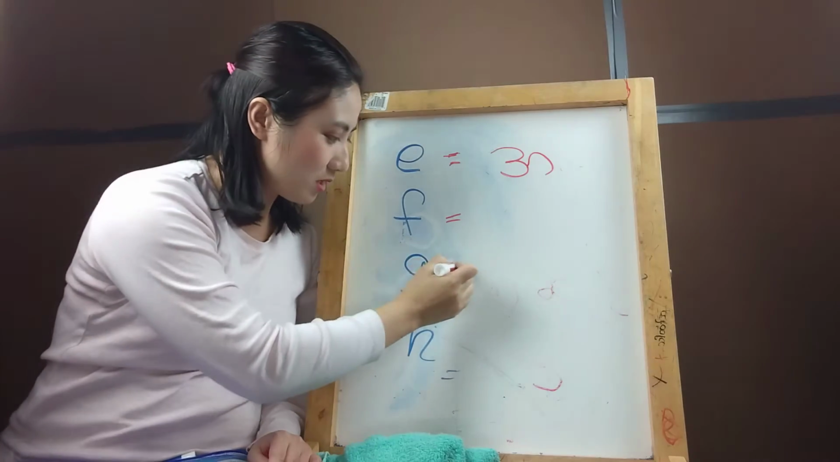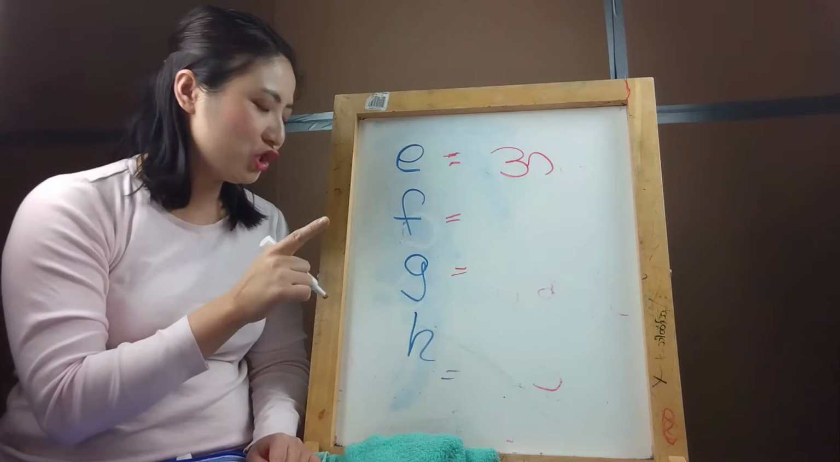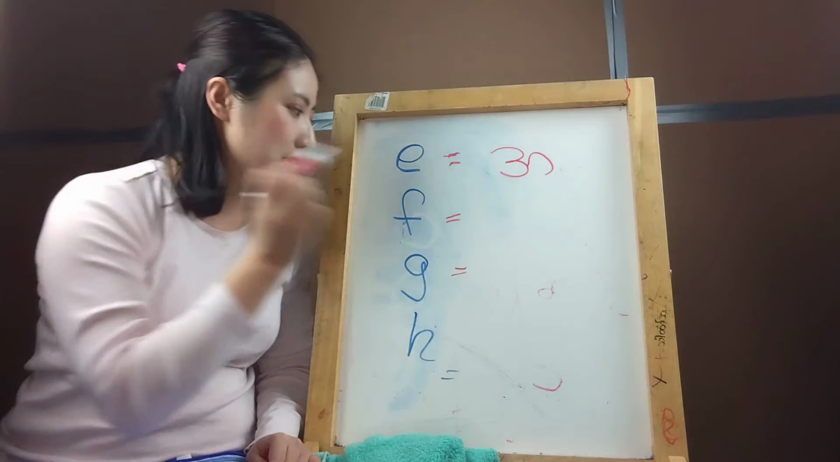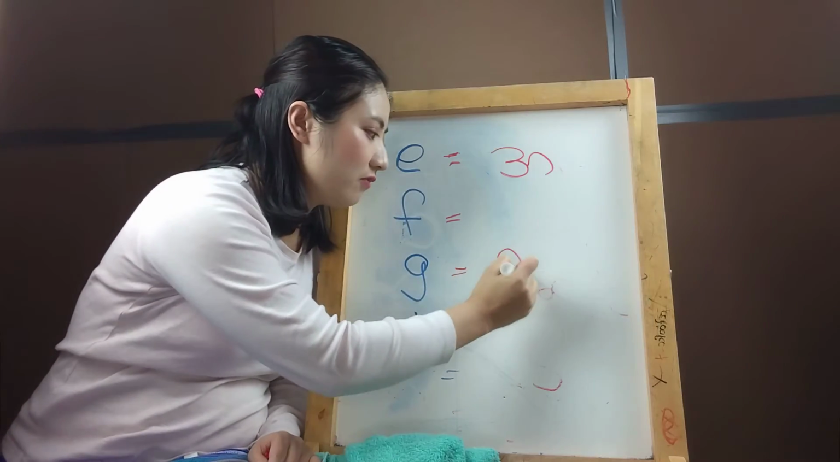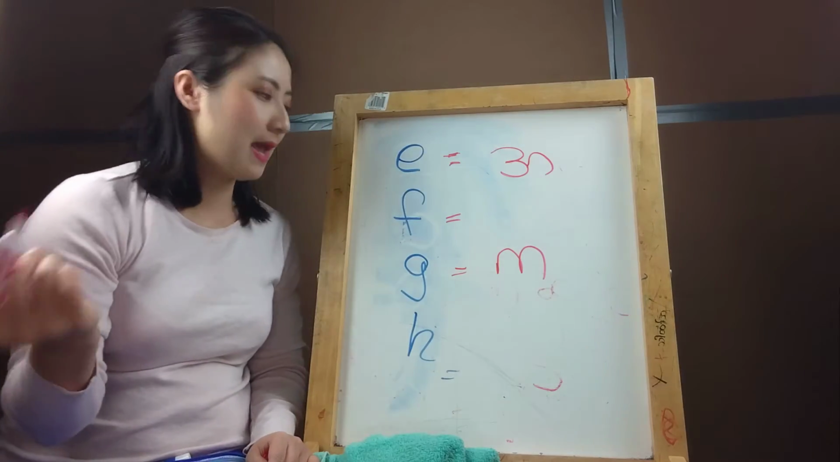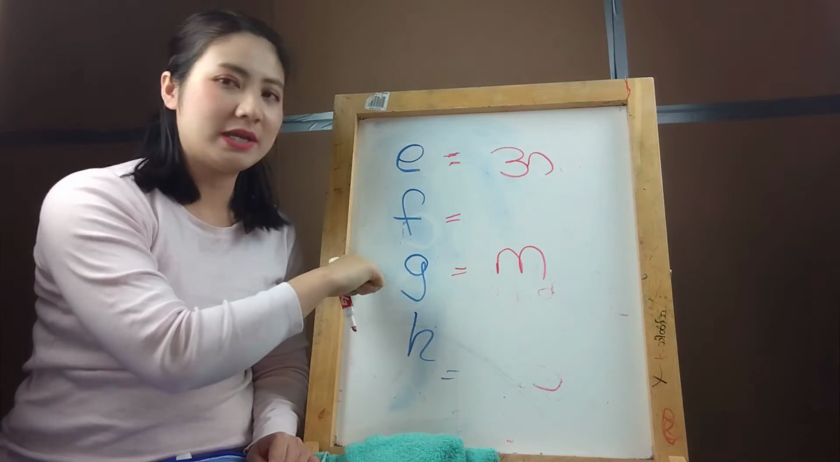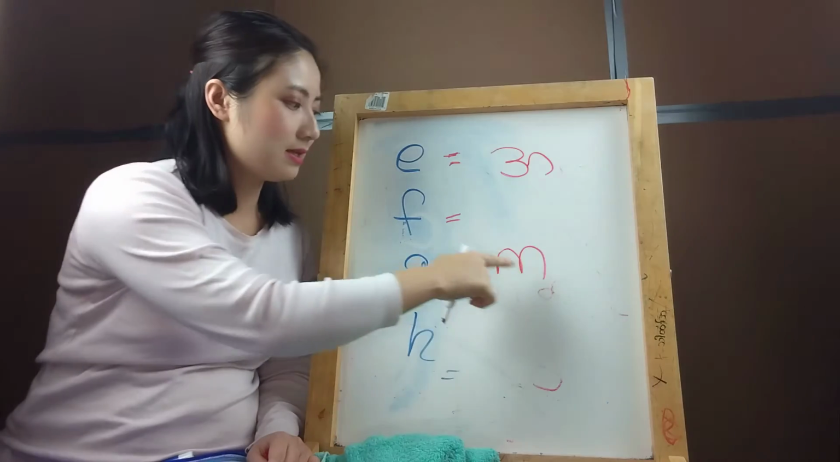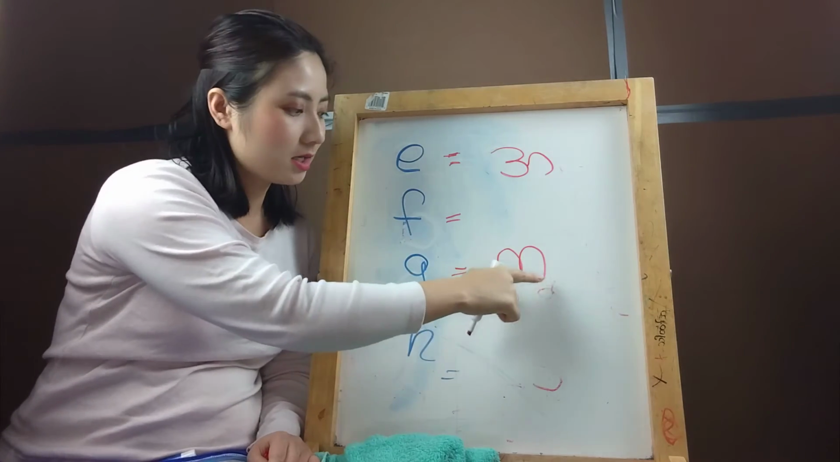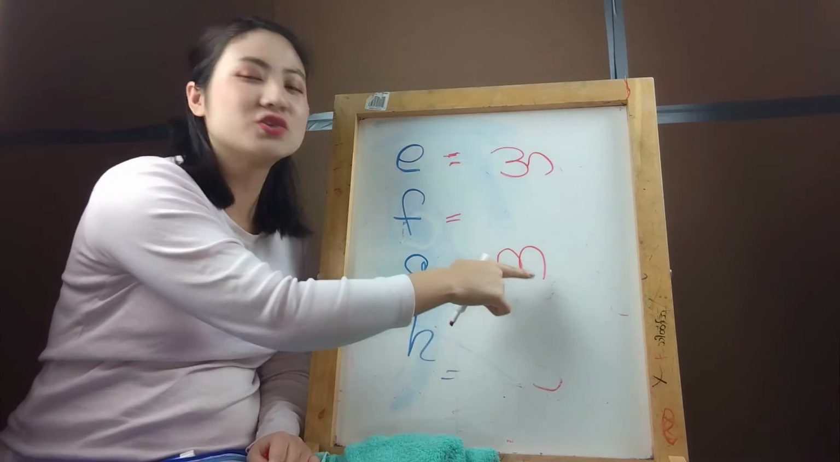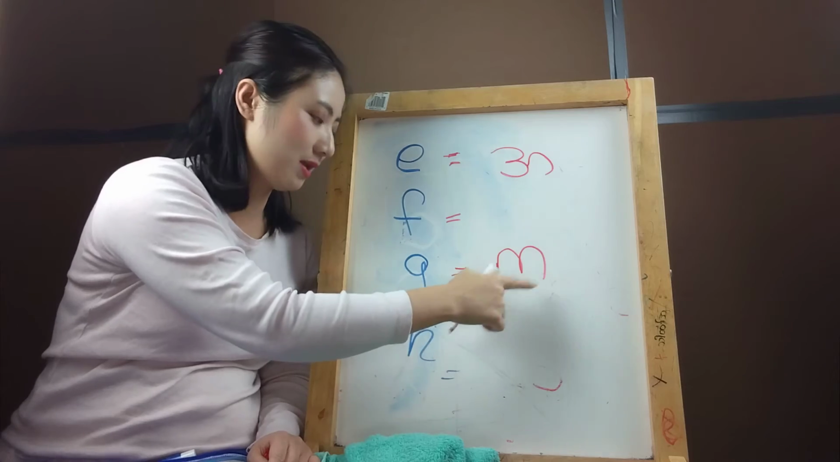And then the next one we have g. G, g sound. It's the first alphabet. It looks like m. M sounds like g in English. So when you see G, you need to remember the big M in Korean.